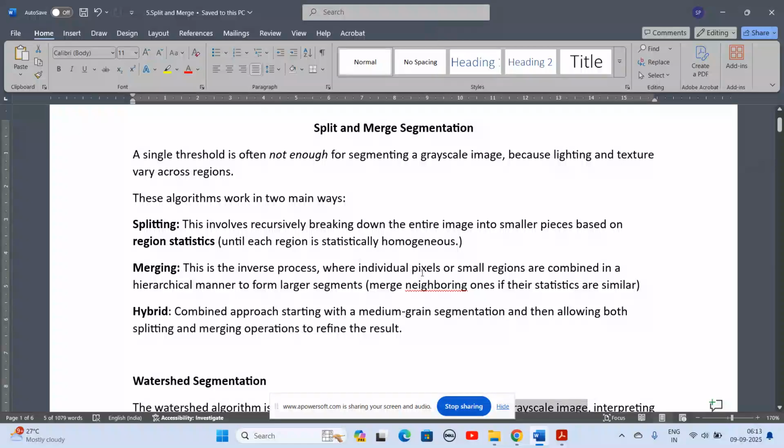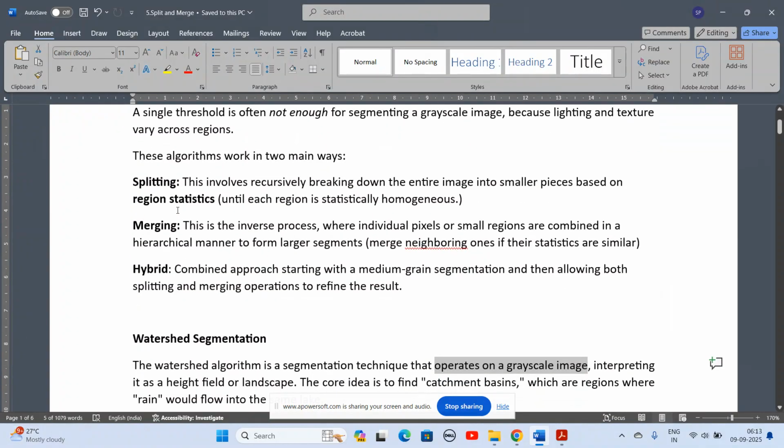Hello all, in this video we are going to see about split and merge segmentation. Often a single threshold is not enough for segmenting a grayscale image because lighting and texture can vary across the regions. So in split and merge we are going to see two concepts. One is splitting, another one is merging.